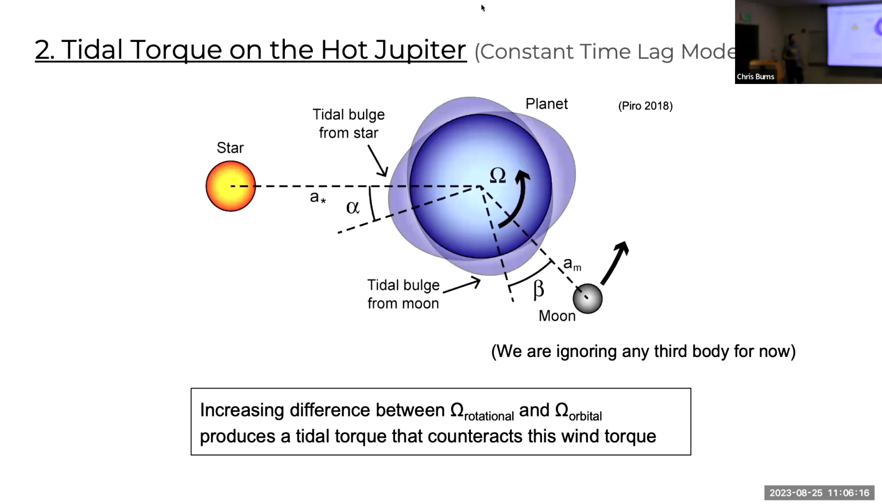Second, this is the gravitational attraction. Because the planet is very close to its host star, some of its matter might expand toward the star. But when the rotational frequency of the planet and its orbital frequency are significantly different, these bulges, these extensions, might lag behind the orientation of this line. In this case, we consider this alpha as a constant time lag. And right now, we are ignoring any third bodies, any exomoons, and we are focusing on only two-body systems.